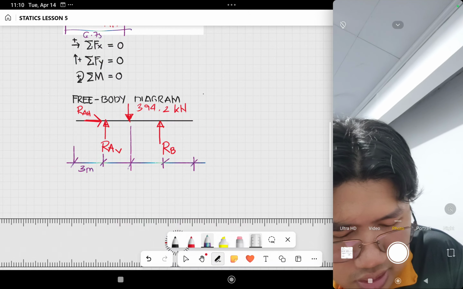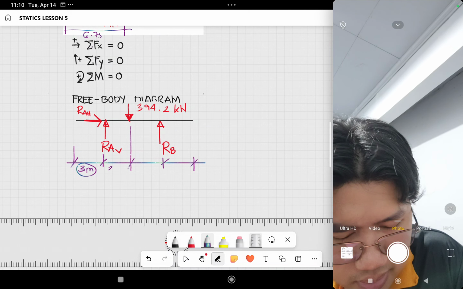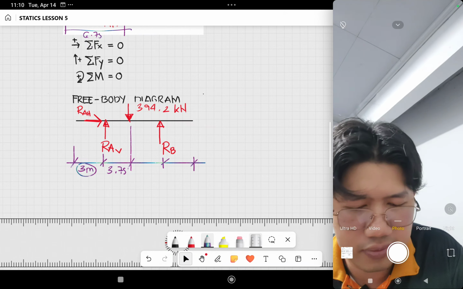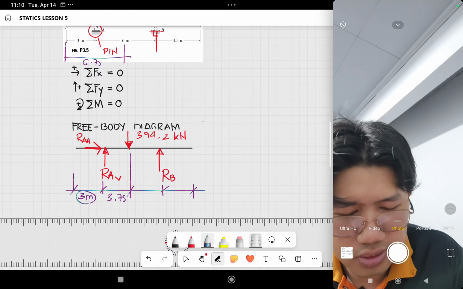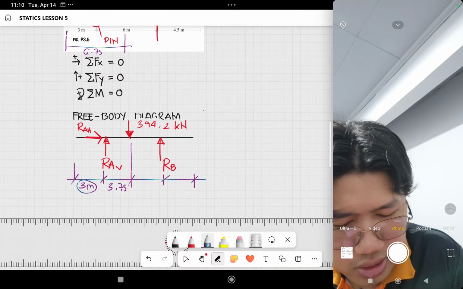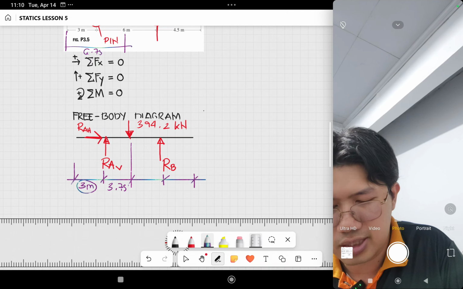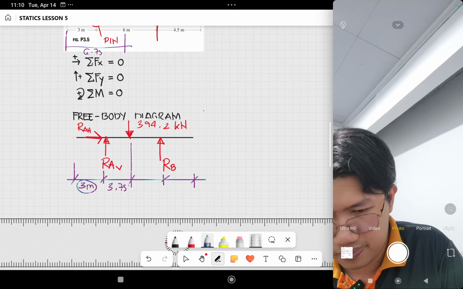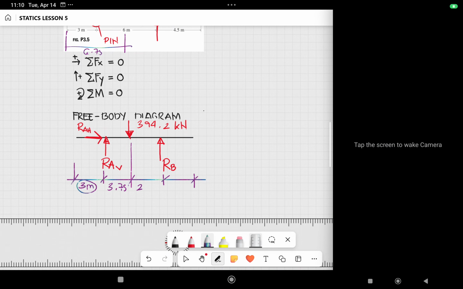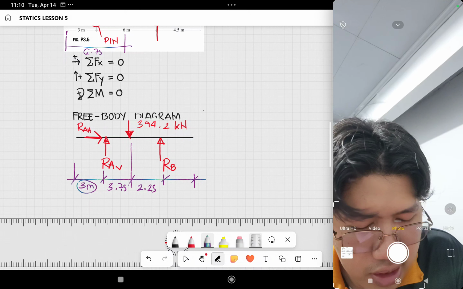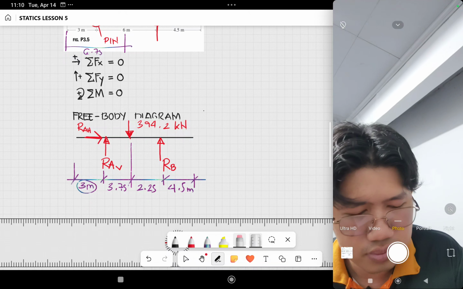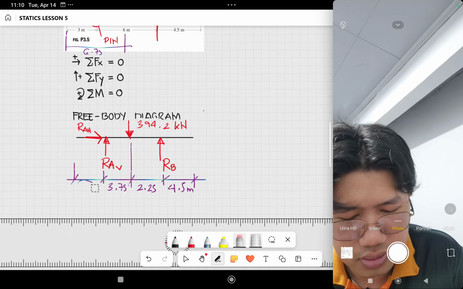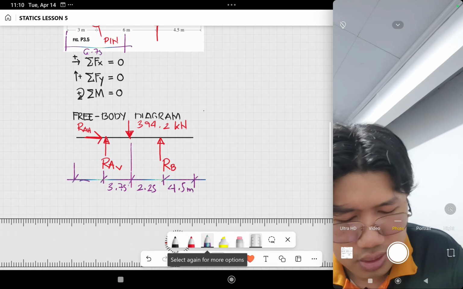So, kung 3 meters na to, para maging 6.75, magdagdag ka ng 3.75. Okay? And yung total ng point A to point B is 6. So, that is 6 minus 3.75. That is 2.25. And then we have 4.5 meters dito. Okay, so let's compute.